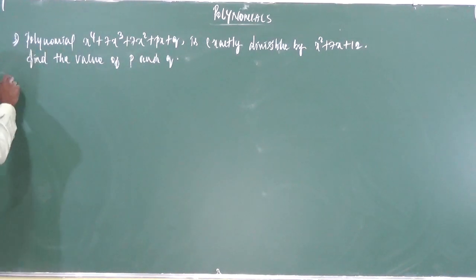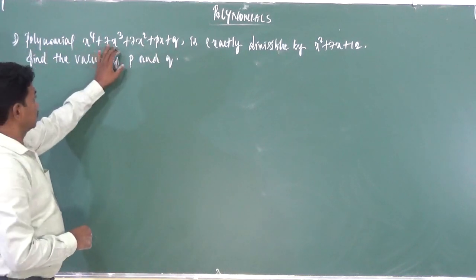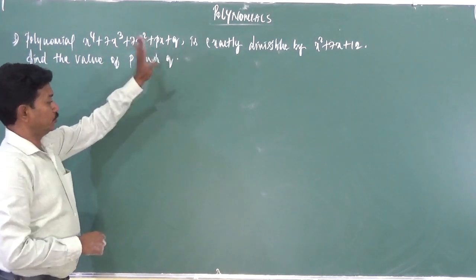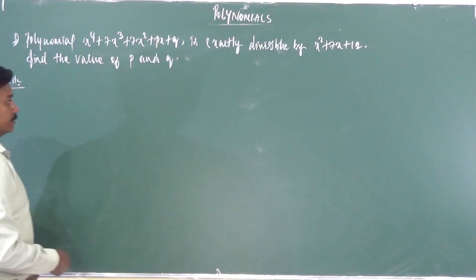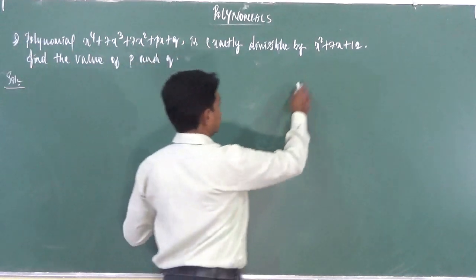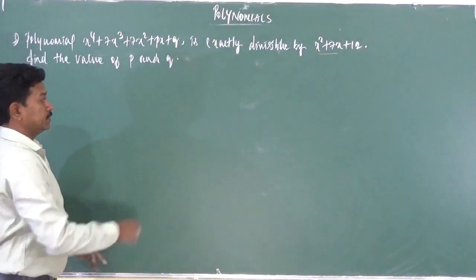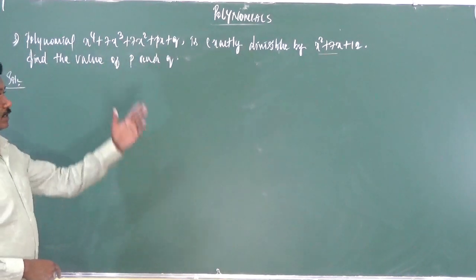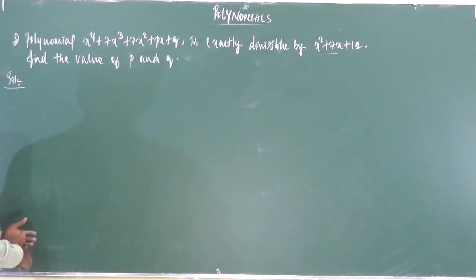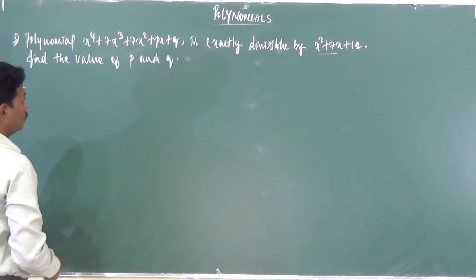So the polynomial is given to us, that is x to the power 4 plus 7x cube plus 7x square plus px plus q. It is exactly divisible by x square plus 7x plus 12. So what that means is, exactly divisible means that is a factor of this. So keeping this in mind, find the value of p and q.